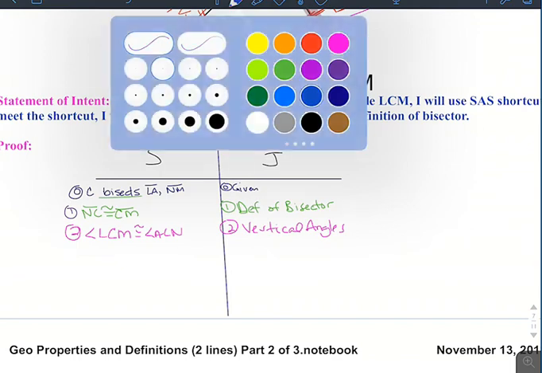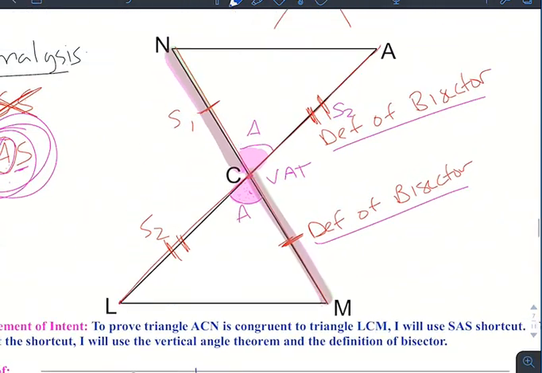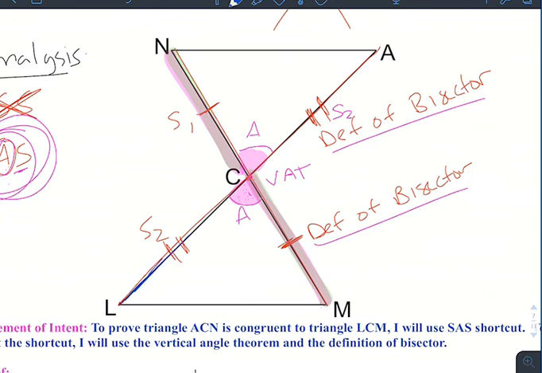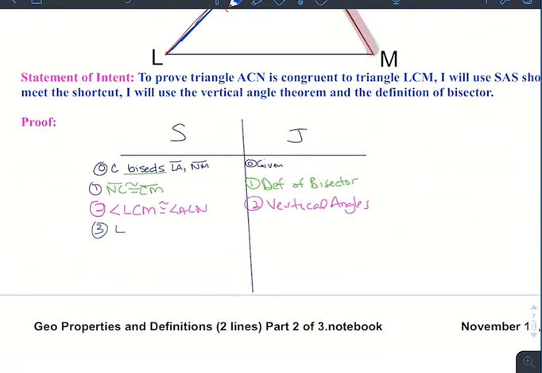Okay, we just have one set of sides left. So we did NC and CM, and so we have to name the last set. So LC and then CA are our last set of sides. LC congruent to CA. It's the same reason as step 1, so we're dealing with the definition of bisector.